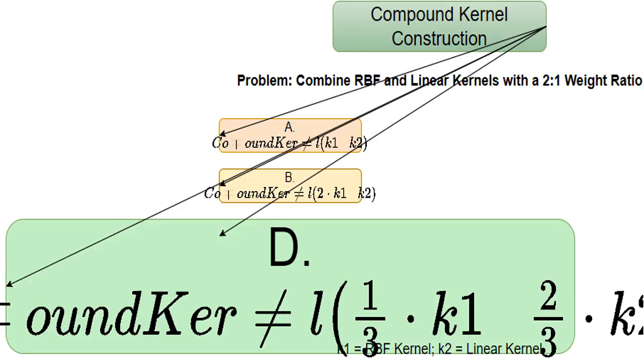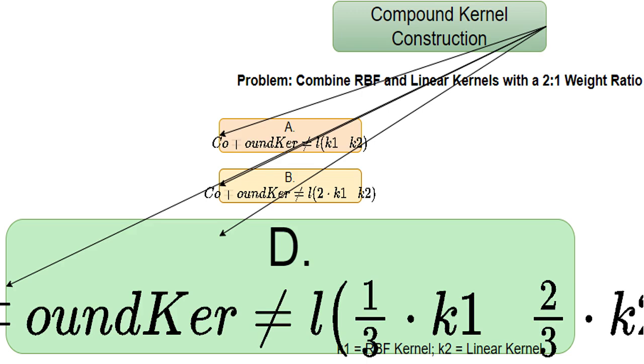In this option, I am also using a CompoundKernel, and I've assigned weights of 1/3 and 2/3 to the RBF (K1) and linear (K2) kernels, respectively. This ensures the 2:1 ratio while also making sure the weights add up to 1, which is generally preferred for a properly normalized kernel. This is the best answer.